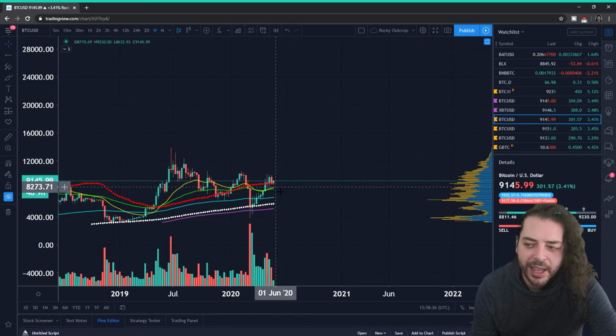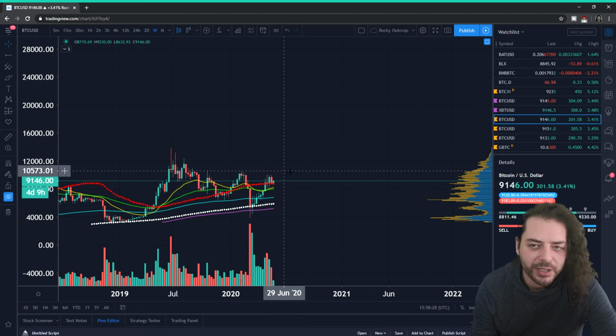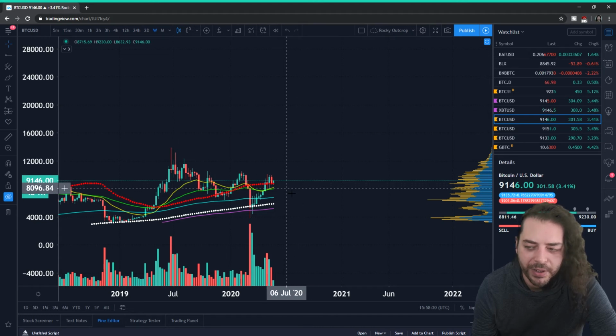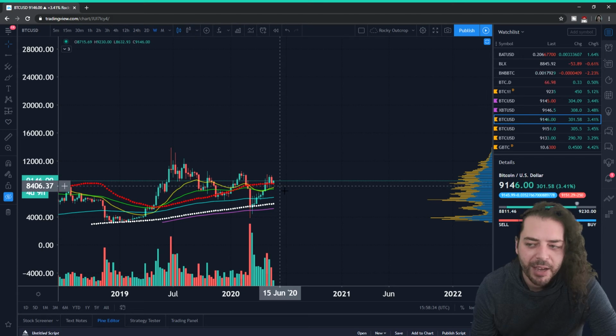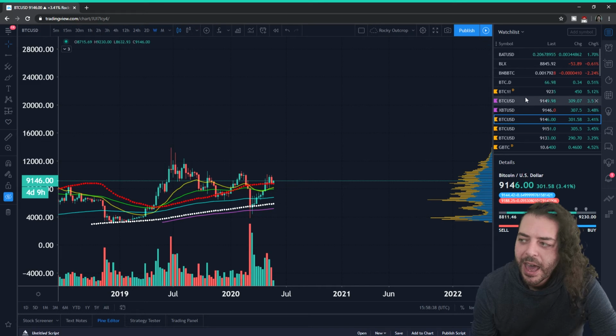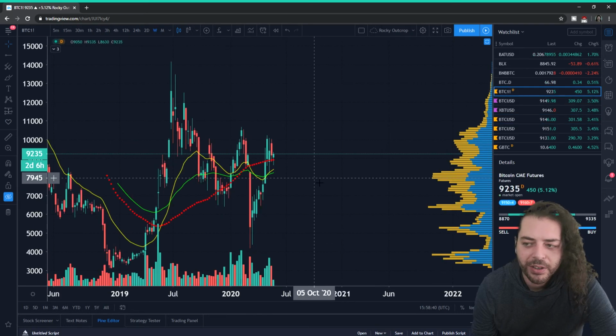Little things like a test off of the weekly and it's shown as support, and the price moving on up thereafter could be a good thing to see overall, and that could happen all the way down as far as 8,229 currently. And how does that look then on the CME chart?